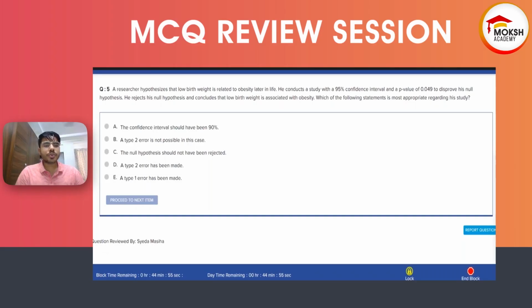A researcher hypothesized that low birth weight is related to obesity later in life. He conducts a study with a 95% confidence interval and a p-value of 0.049 to disprove his null hypothesis. He rejects his null hypothesis and concludes that low birth weight is associated with obesity. Which of the following statements is most appropriate regarding this study?